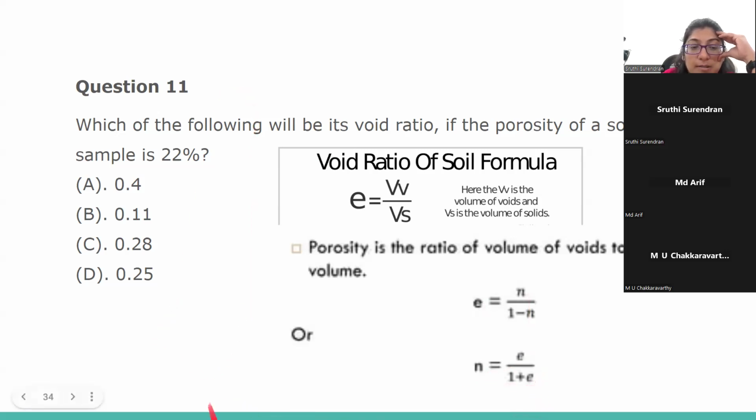Now, in this problem, what is given is the porosity. You have to find the void ratio. Now, porosity, if it is given as 22%, you will have to use the value as 0.22. Using that 0.22 value, please find out the void ratio. It's a very simple question. You can directly substitute in the required formula and find out the answer. Again, please put in your answers, only after which I'll be discussing the solution.